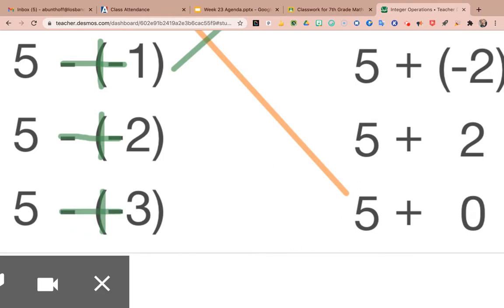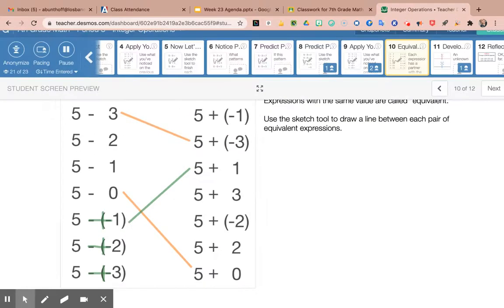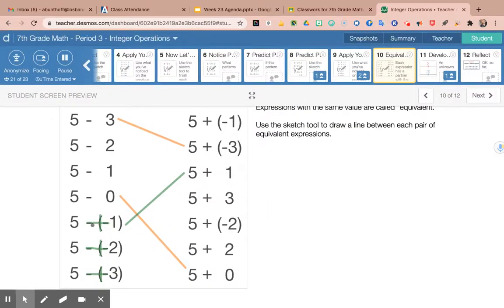So one trick to remember that they cancel each other out is to just turn this into a plus. It almost looks like a plus, so we could turn it into 1. So 5 minus -1 is the same as 5 plus 1. 5 minus -2 would be the same as 5 plus 2, and then 5 minus -3 gives me the same answer as 5 plus 3.